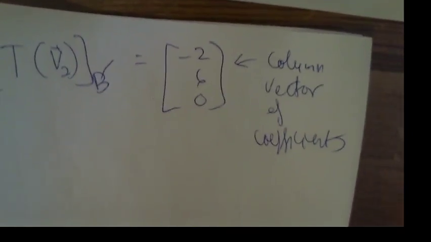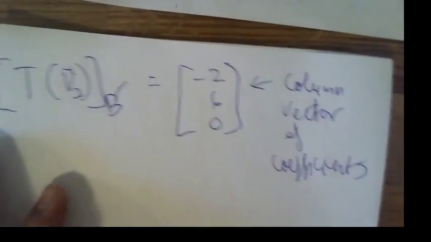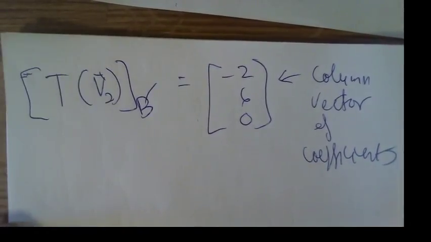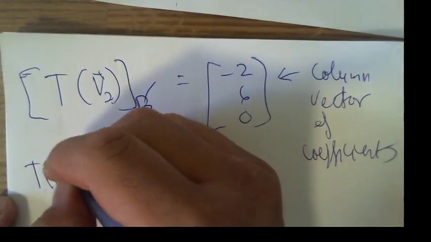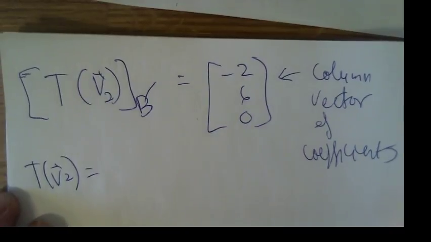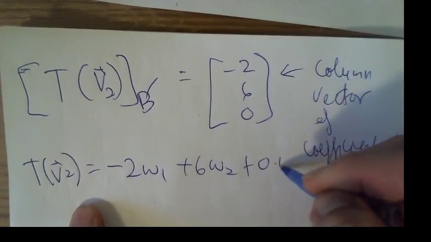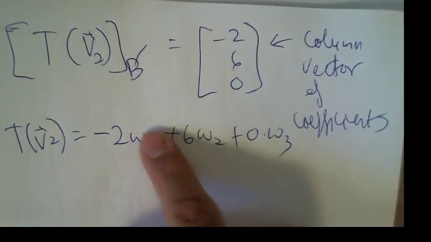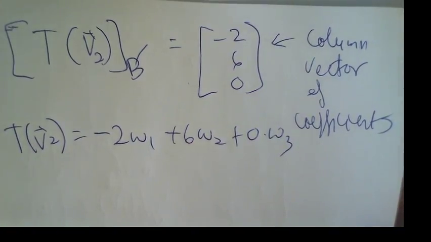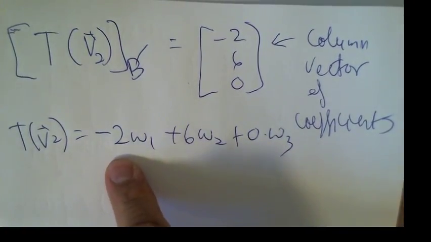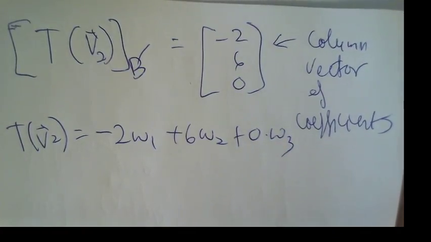If we wanted to find T of V2, the way we would do that, we would take these, and those will be my coefficients for the W1, W2, W3. Okay? So that's how you would work your way through A and B. The matrix gives you those columns, which give you the coefficients. To find the transformation vectors, you would use those coefficients relative to that matrix B prime.